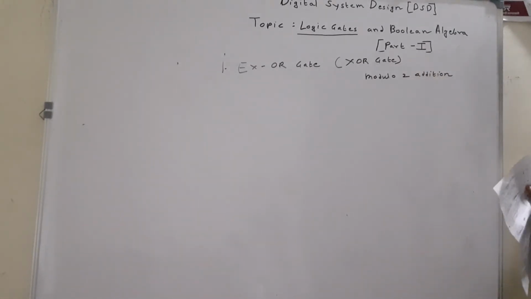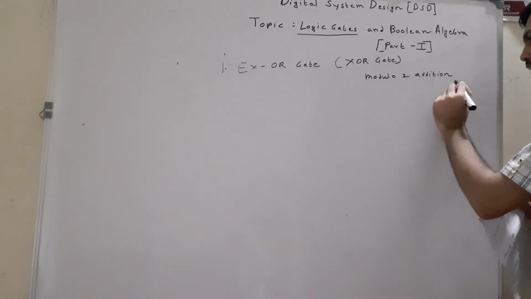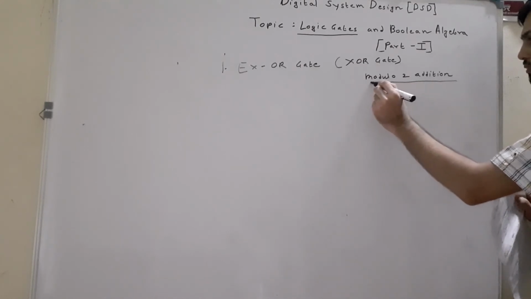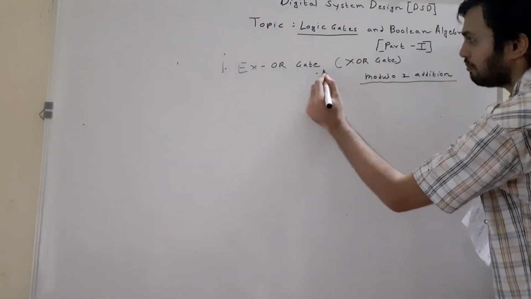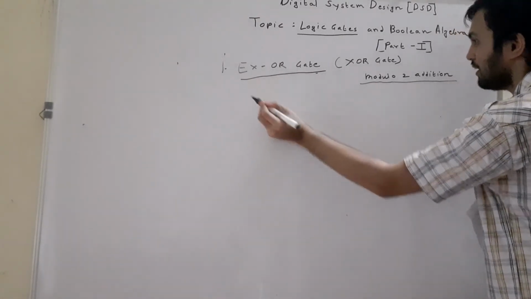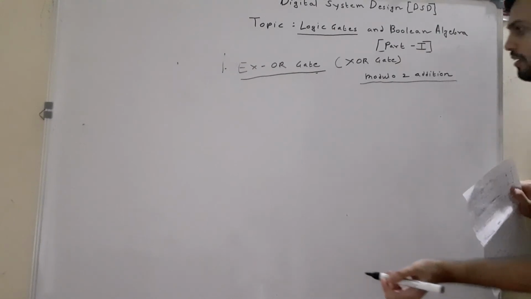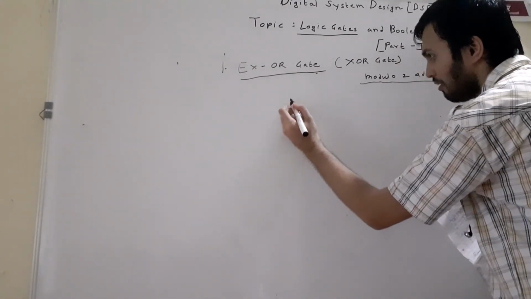Now when we were studying gray codes, we studied an application related to it. When we are converting binary to gray codes, we use the rules of modulo 2 addition. So this XOR gate is mainly used to perform this operation in a digital circuit. So how does it look like, or what is its logical symbol?